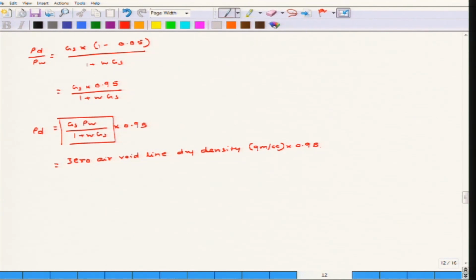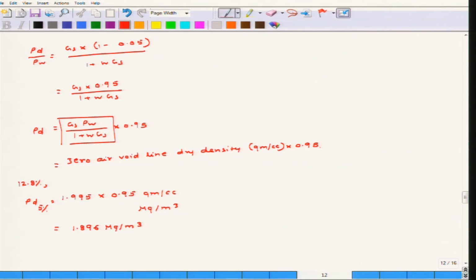So let us say for 12.8% water content, rho D for 5% air voids will be equivalent to 1.995 into 0.95 gram per cc or megagram per meter cube, whichever unit is again suitable for you. It will be equal to 1.896 megagram per meter cube.